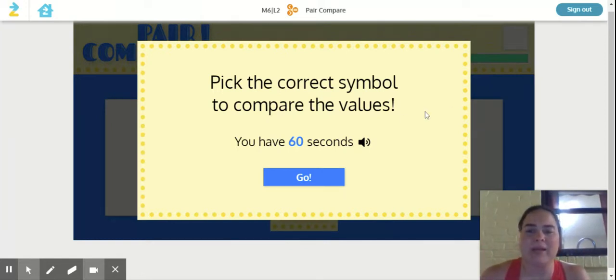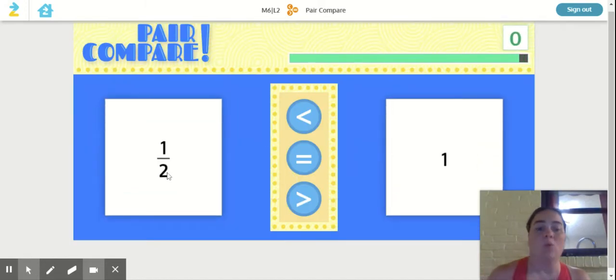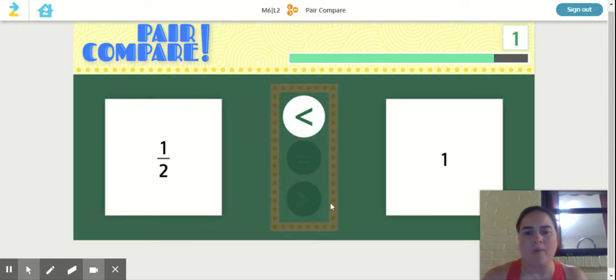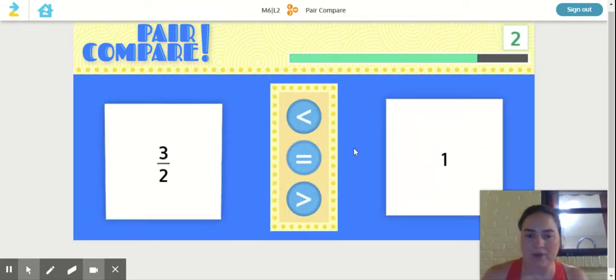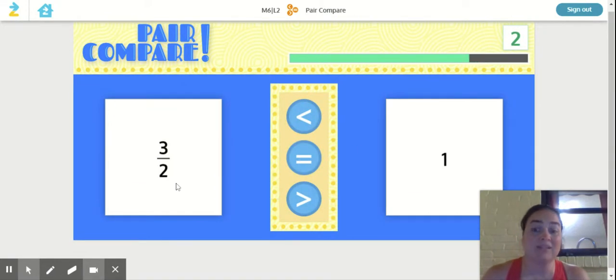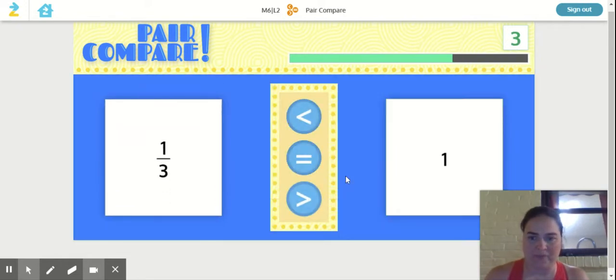Next is pair and compare. And it says pick the correct symbol to compare the values. You have 60 seconds, so you're going to try to get as many as you can done. 1/2 and 1. I know that 2/2 would be 1 whole, so I'm going to say less than. 2/2 is equal to 1 whole. 3/2 is more than 2/2, so that is greater than 1 whole.